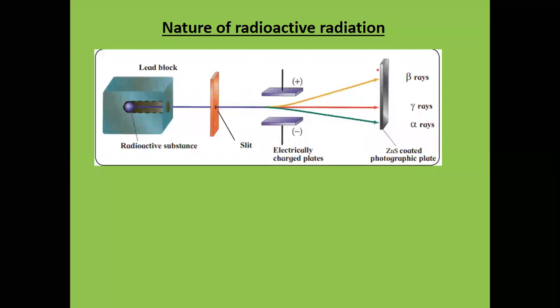After the radioactive substance passes on the radiations, because of the electrically charged plates, as you can very well see in the diagram, certain radiations are deflecting towards the positive side, certain are deflecting towards the negative side, and certain are not deflecting at all. Let us try to understand this.